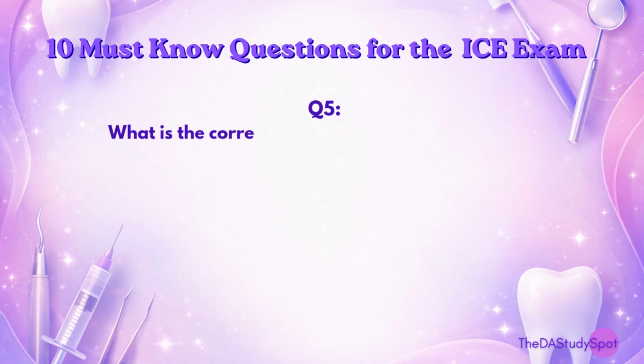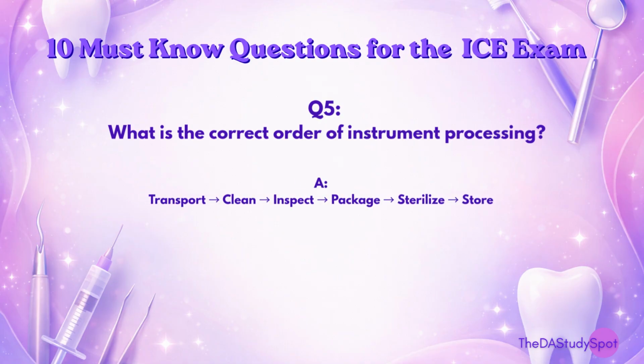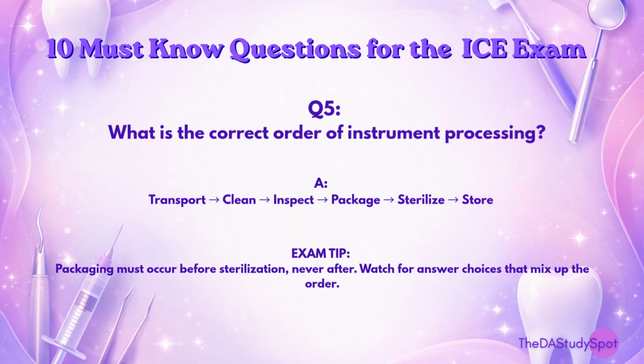Question 5. What is the correct order of instrument processing? The answer: transport, clean, inspect, package, sterilize, store. Exam tip: packaging must occur before sterilization, never after. Watch for answer choices that mix up the order.